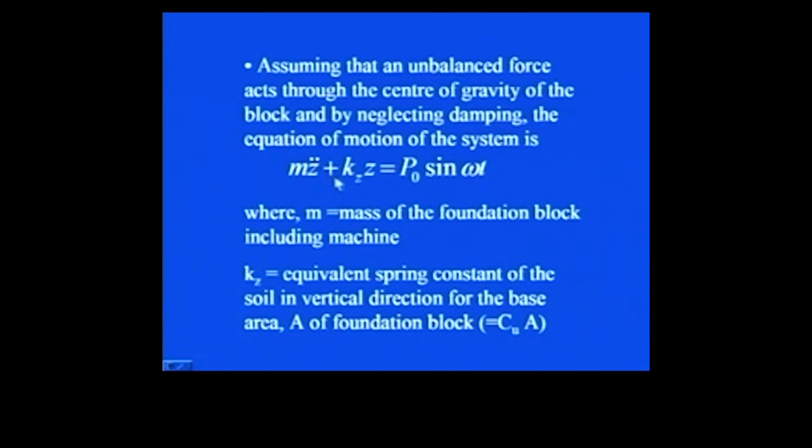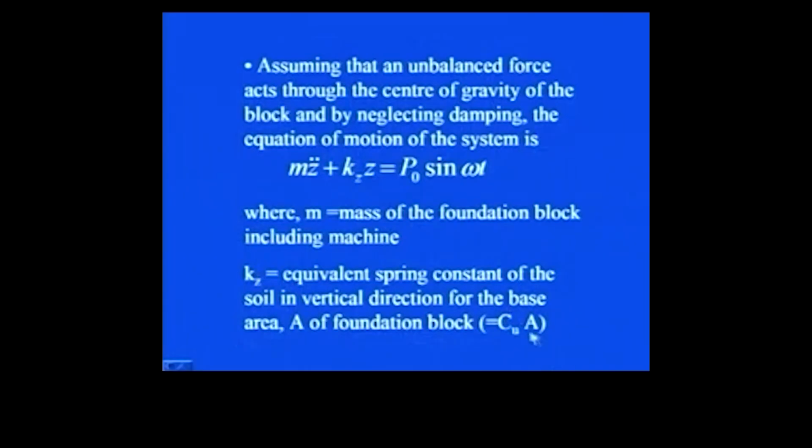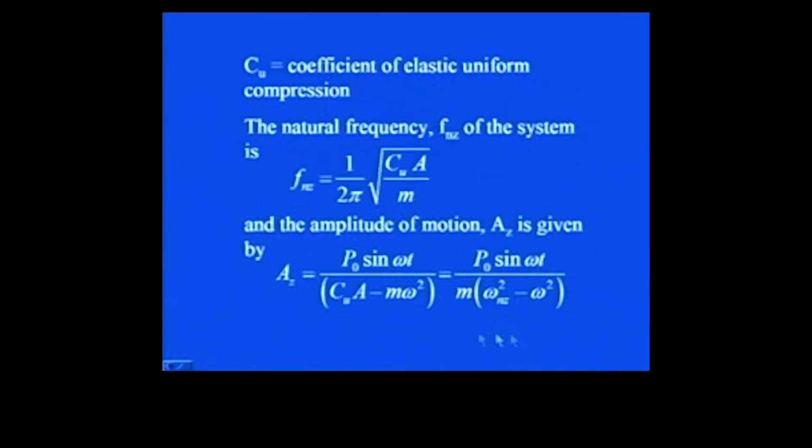So, this m z double dot plus kz into z is equal to p naught sin omega t becomes the equation of motion in the absence of damping, where m is the mass of the foundation block including the machine, and kz is your equivalent spring constant of the soil in the vertical direction for the base area A. And you know that the different coefficients that we found out were Cu, C tau, C psi and C phi. So, from the definition of those we can get the value of this equivalent spring constant as Cu into A, where Cu is the coefficient of elastic uniform compression.